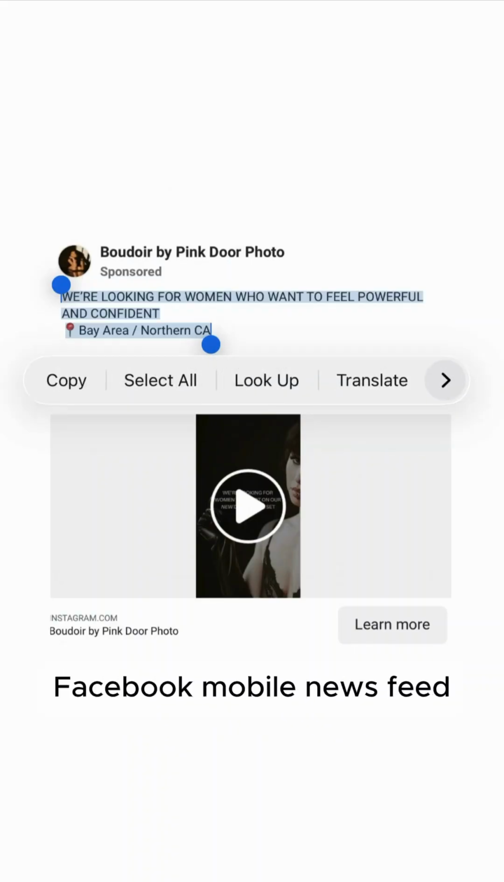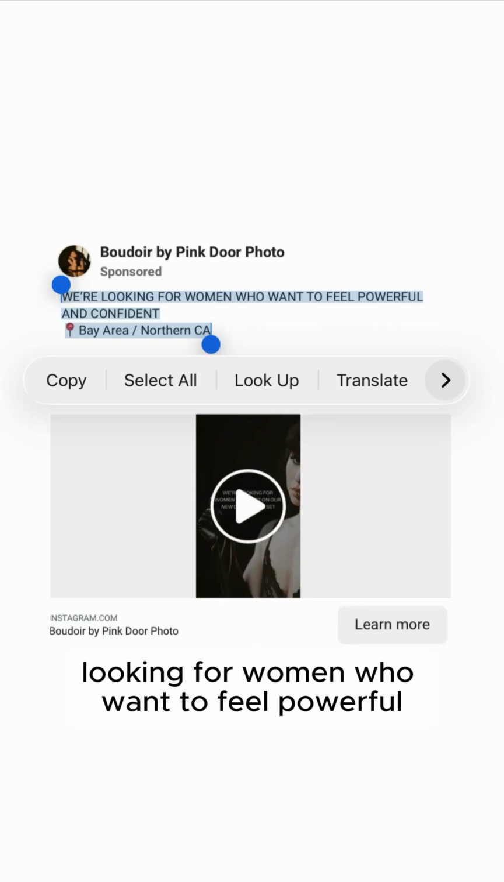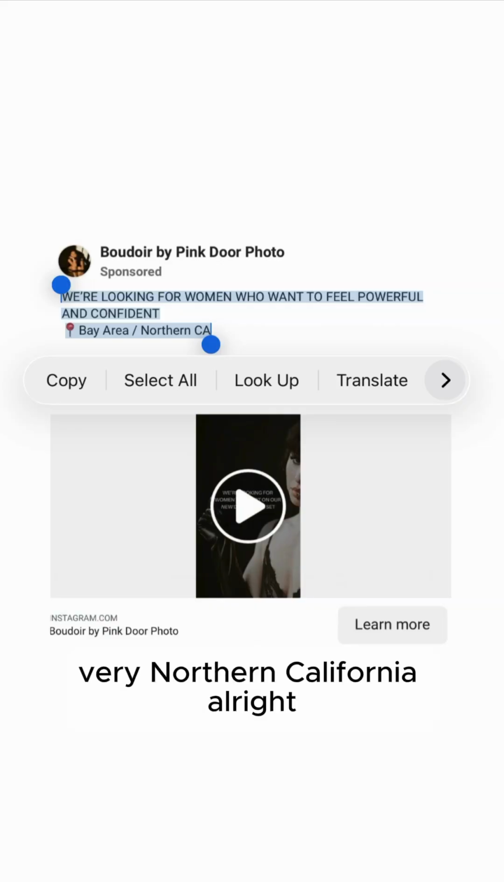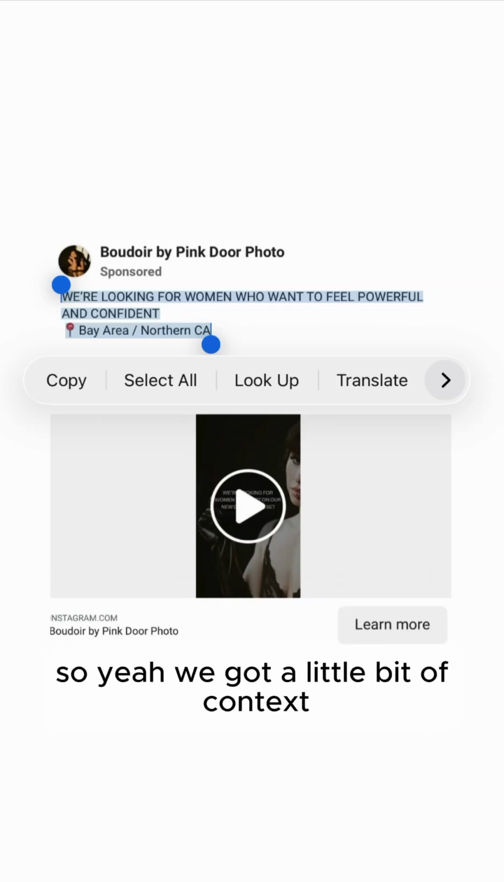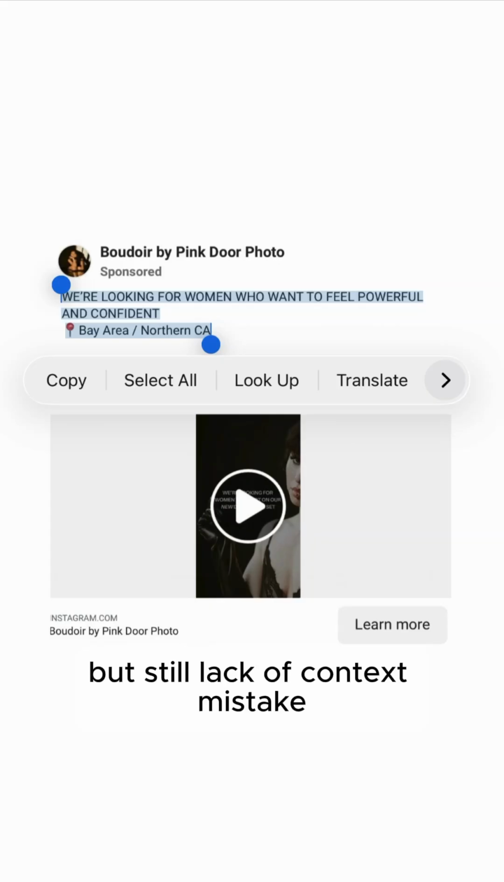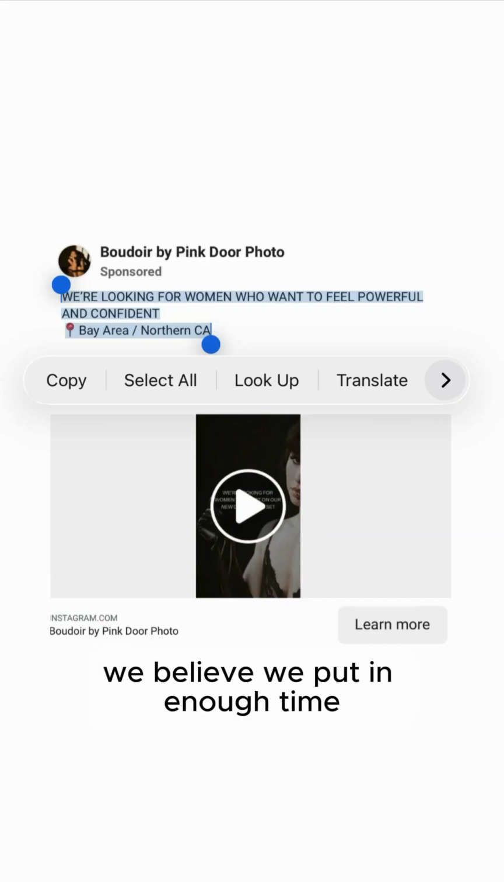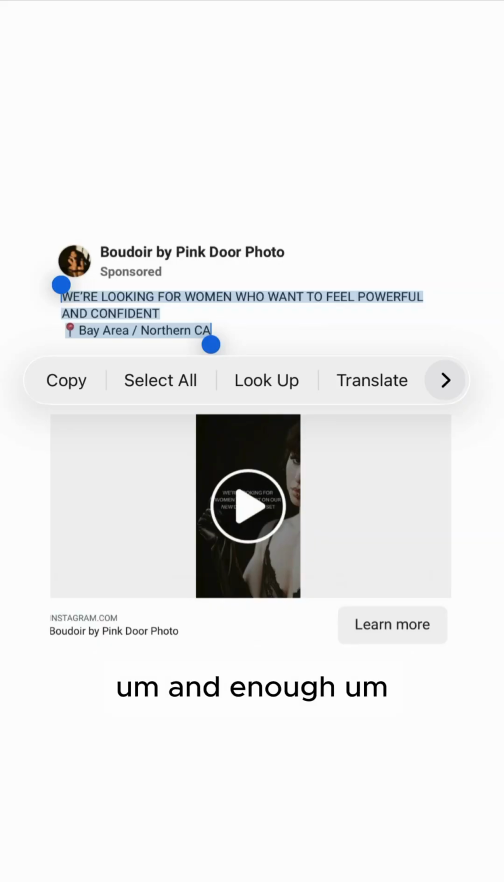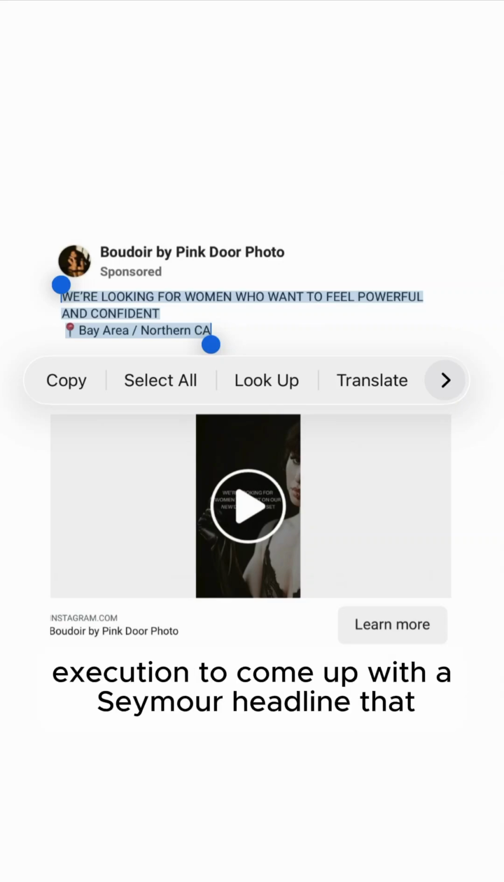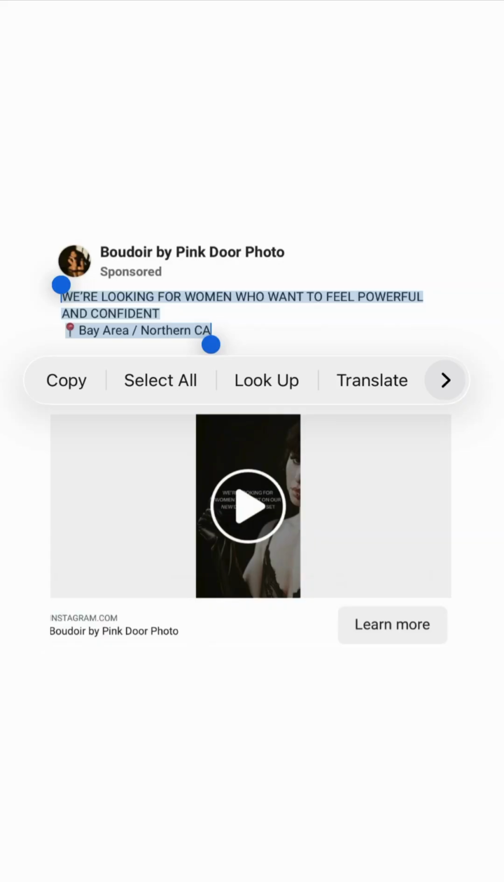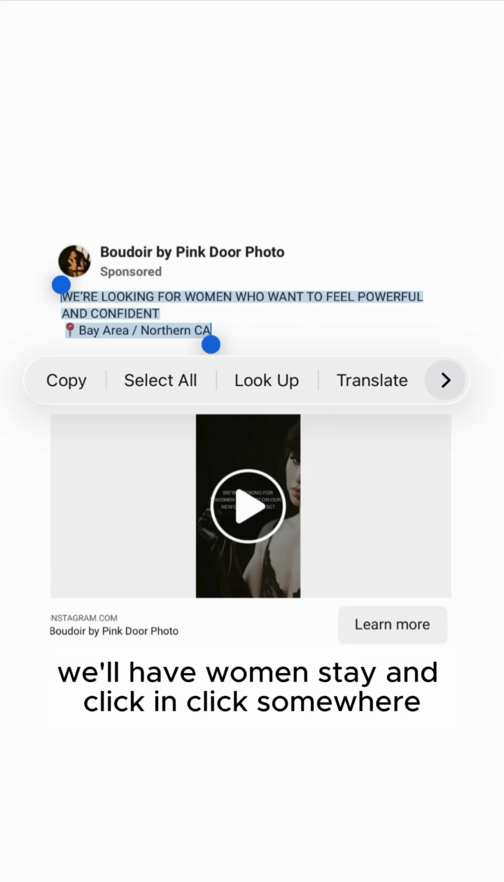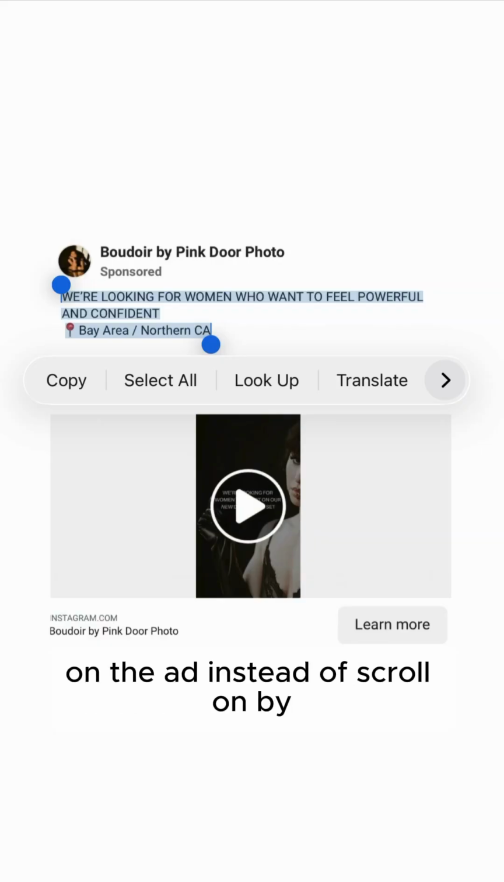First 2 3/4 lines, Facebook mobile newsfeed. Looking for women who want to feel powerful and confident. Bay Area, Northern California. All right, so yeah, we got a little bit of context, but still lack of context mistake. The false belief that caused us to make this mistake is that we believe we put in enough time and enough planning execution to come up with a See More headline that will have women stay and click somewhere in the ad instead of scroll on by.